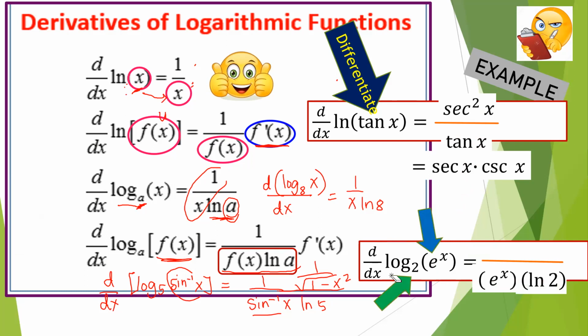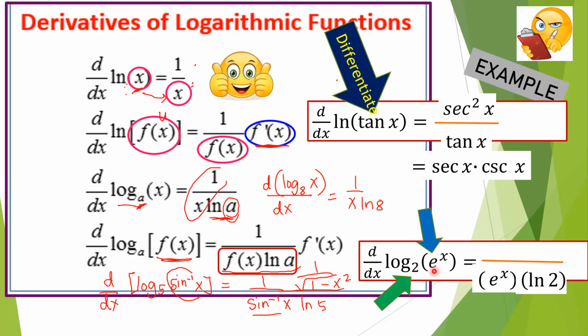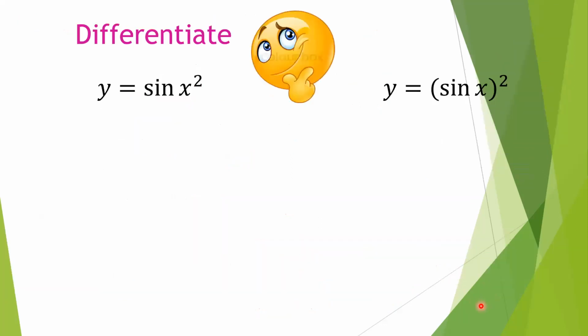Tapos ano yung lalagay natin sa numerator? Whatever is the derivative of this, no? Ano yung derivative ba ng e to the x? Kasi ito yung parang f of x mo or your u. Diba? 1 times that is just f prime of x. So, ito yung f of x natin eh. No? So, derivative is e to the x. So, magka-cancel lang yung e to the x. So, you're left with 1 over ln of 2.